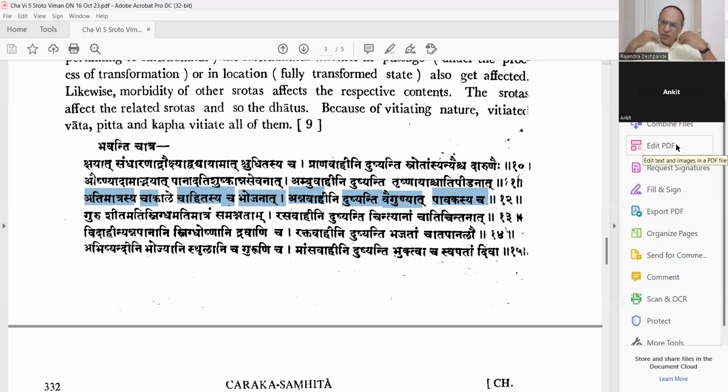You may suffer from many gastrointestinal diseases, GIT problems, for example Aruchi, anorexia, then Agnimandya, Ajirna, Atisara, Pravahika, Malavashtambha, irritable bowel syndrome, jaundice. A lot of problems will start regarding digestion, undernutrition and overnutrition problems. So this is Annavahasrotas Dushti Hetu.